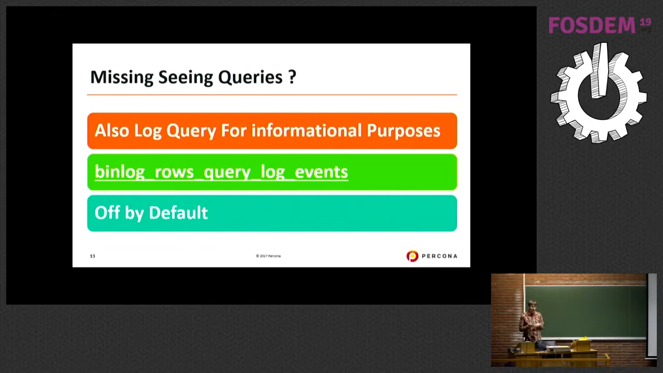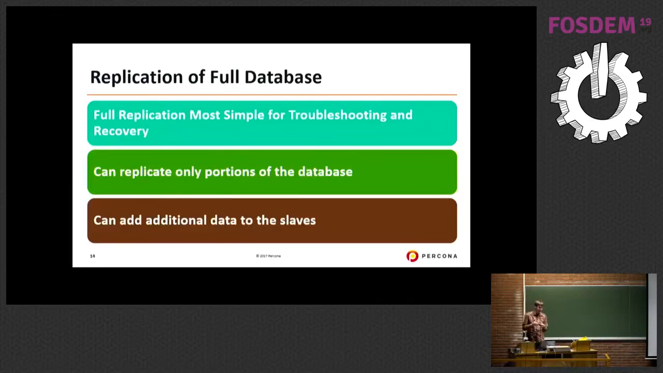Okay. Now, what can you replicate? In your case, I would say the most simple practical way to replicate is a full database, right? When you have a full database replicated, it is wonderful from a troubleshooting standpoint and from an operational standpoint, like you can take a backup from one of the nodes and restore that to any node. But at the same time, MySQL is much more flexible with that. You can replicate only part of the data, and you can also choose to add additional data to the slaves if you choose to.